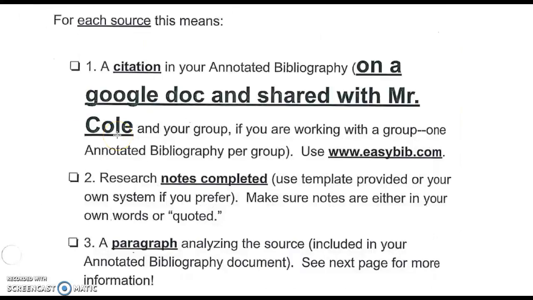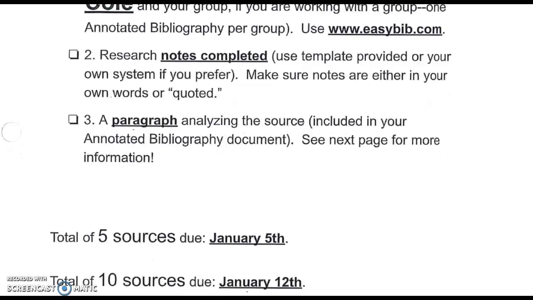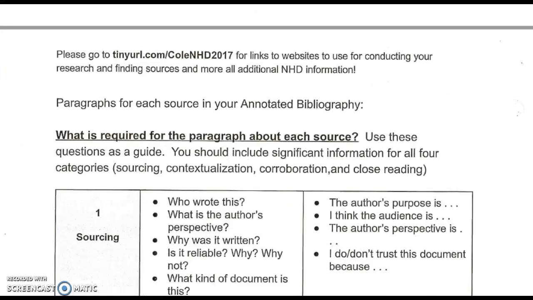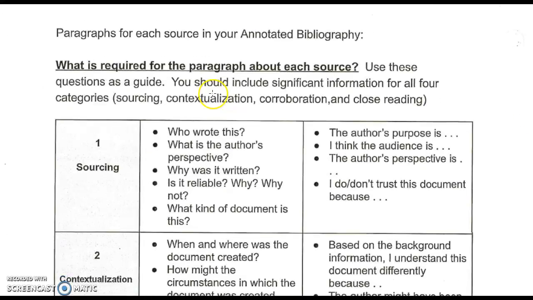Okay, so we've gone through the first two steps. First was to make a citation. The second is to complete your notes for the source. And then the third one is to write a paragraph analyzing the source. And that's what will make it an annotated bibliography, because you have that paragraph analyzing the source. On the next page, it gives some information in terms of what is required for the paragraph about each source. Please use these questions as a guide.